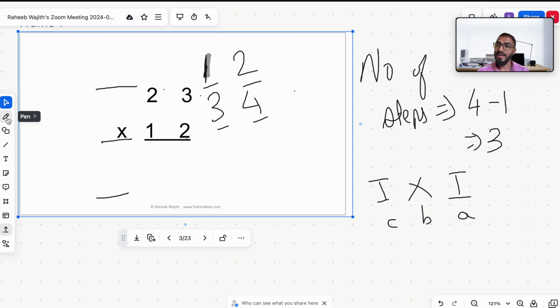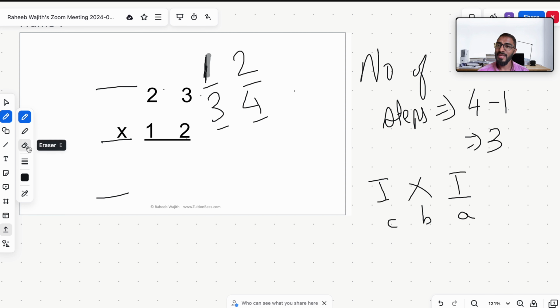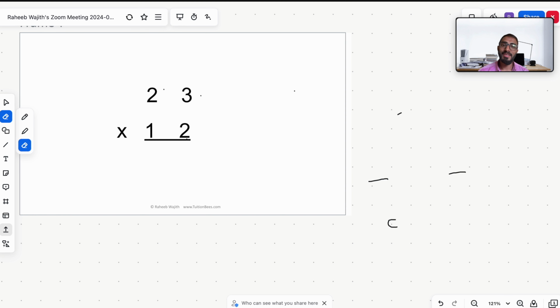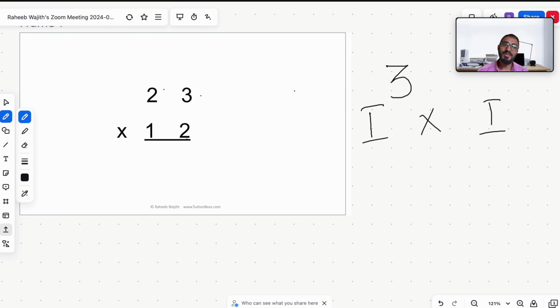So let's take an example sum. 23 multiplied by 12. Okay, so how many steps are there? As I said earlier, there are 4 digits here, so the number of steps will be 3. Yes, now the first step is, these are the 3 steps here.